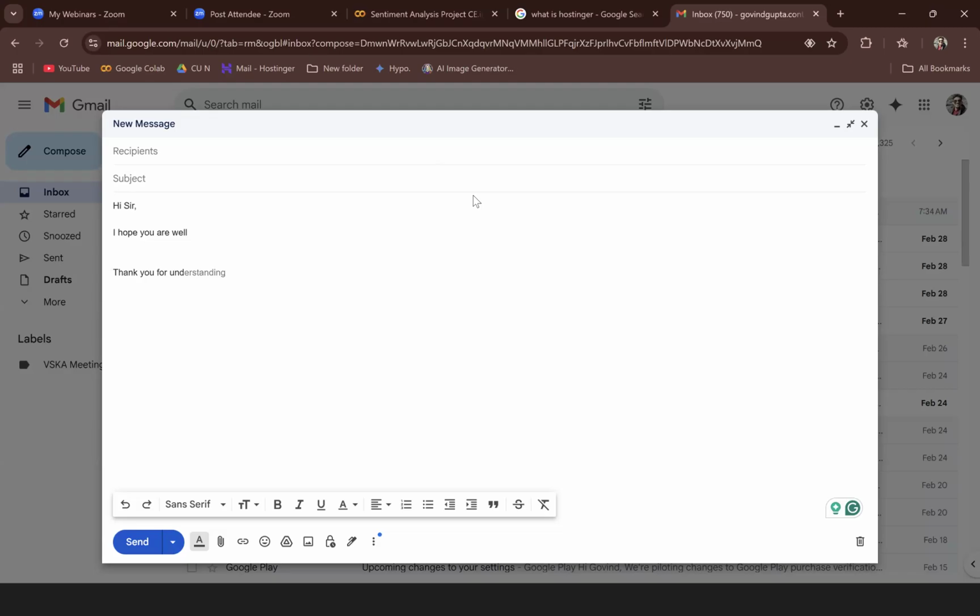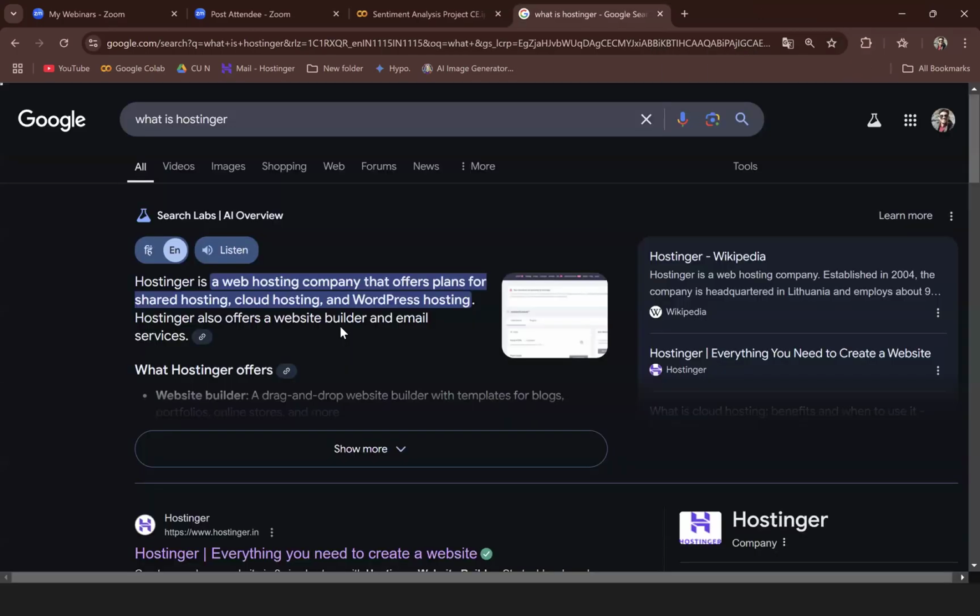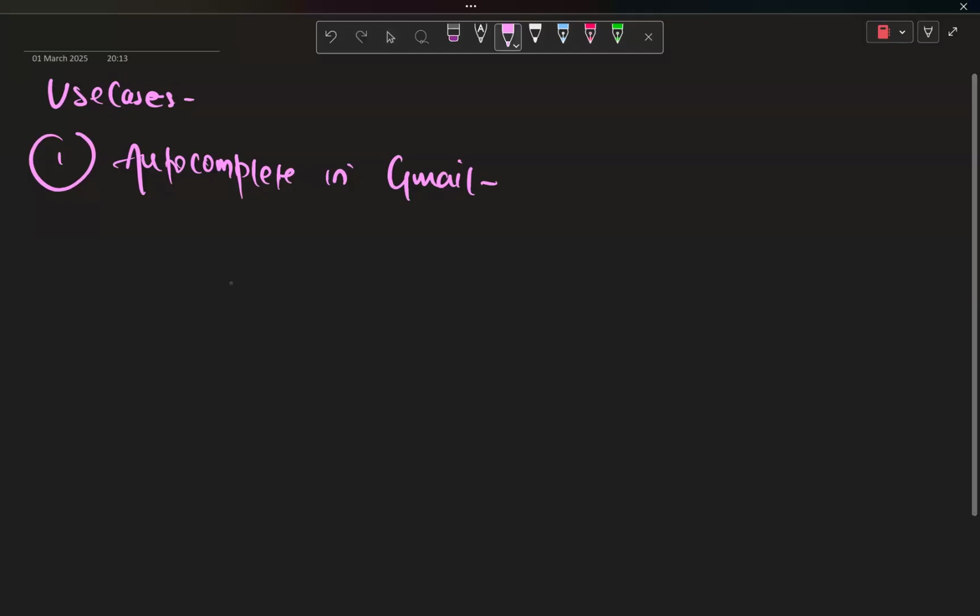Okay guys, understood the first example, autocomplete in Gmail? Just confirm for me.